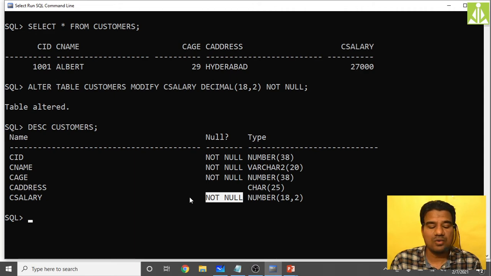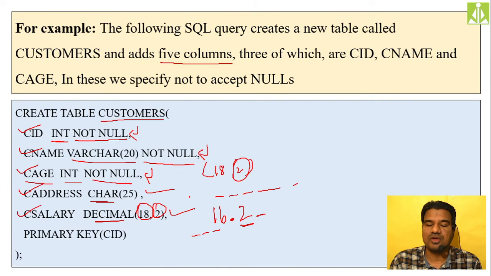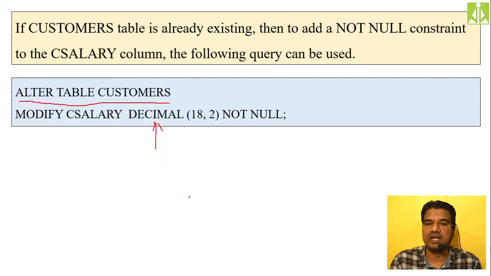So this is how you can impose the not null constraint. Okay, when you are creating the table, and after the table is created, using the alter table command also you can impose the not null constraint. But make sure all the column fields must have some entry over there, then only you can impose the not null constraint.